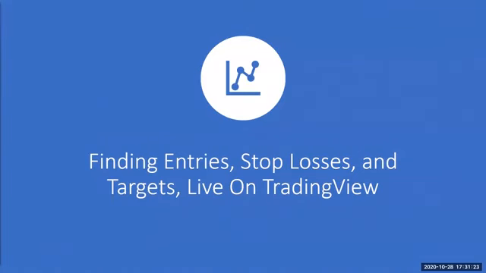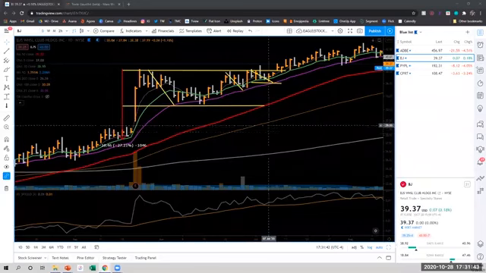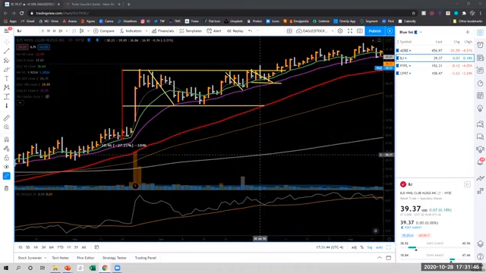So let's take a look then at some targets and finding entries and stop losses and all that great stuff on TradingView. So we'll come back over to screen number 2. All right, so everybody see TradingView again? Yes, no, maybe so?